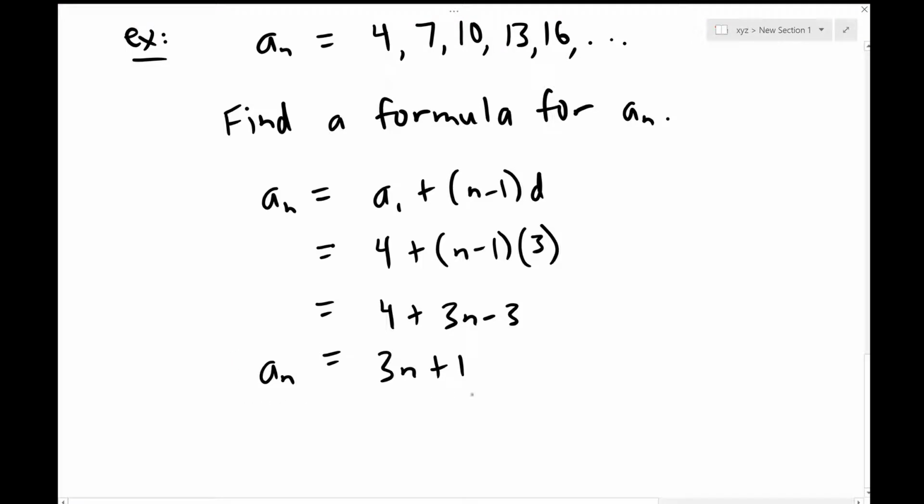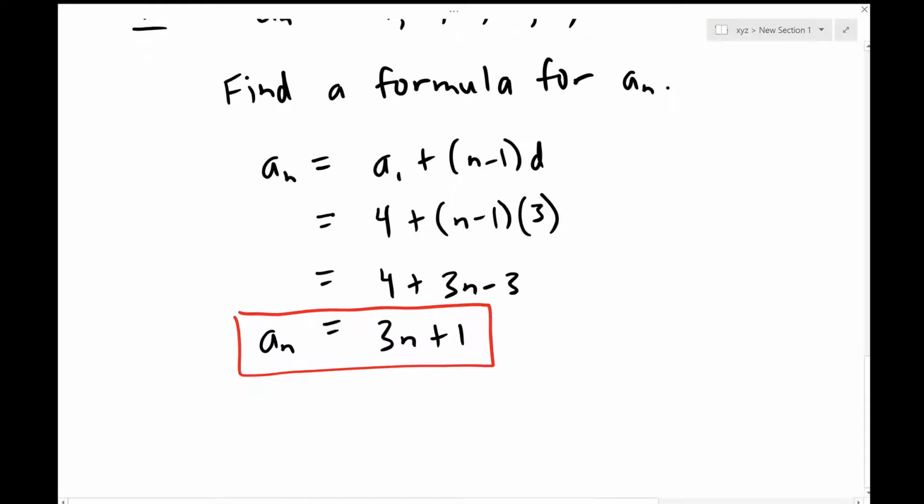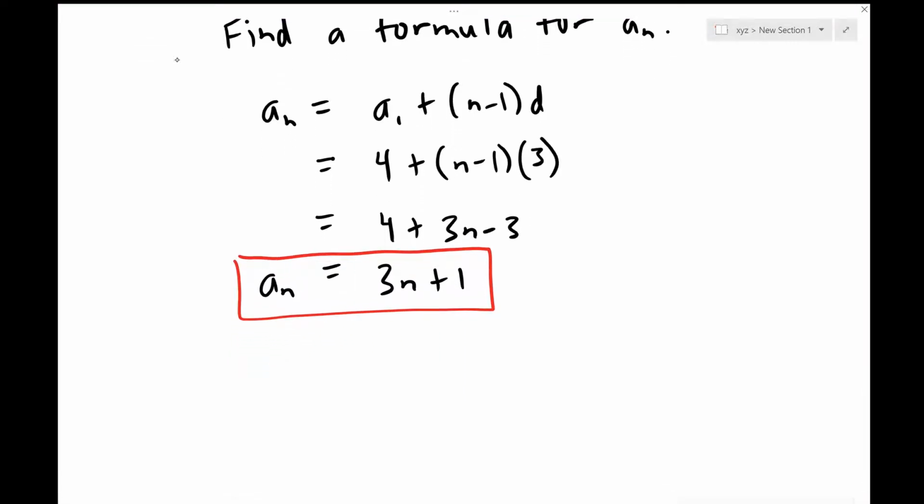And you could confirm this just by plugging in a few values. Notice that if we plug in n equals 1, we get 4. When we plug in n equals 2, we get 7. When we plug in n equals 3, we get 10, which is exactly the terms that we're seeing in the original list of terms for the sequence. So it's very easy to check that we're getting the right answer.